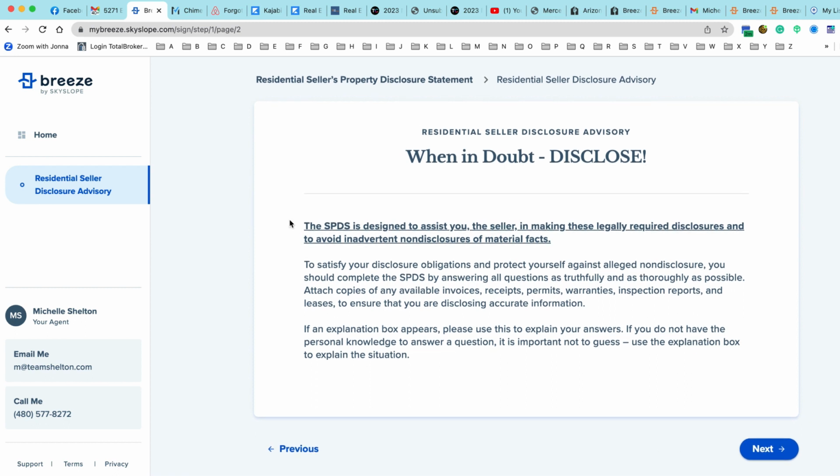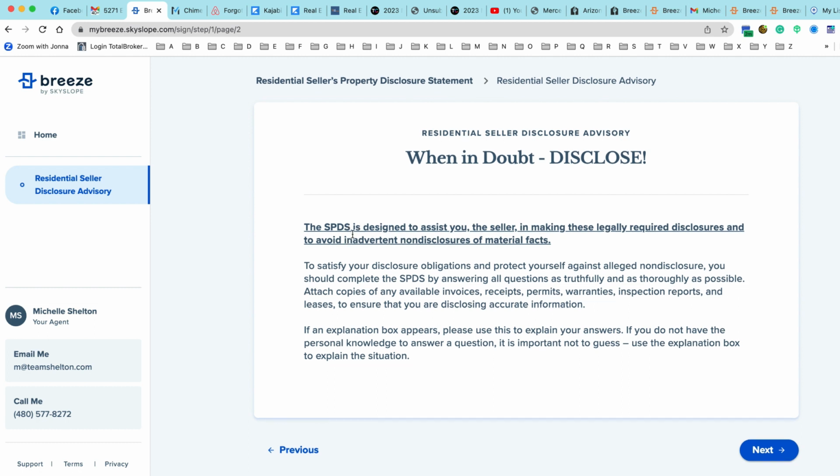When the market was a little bit crazy and there were a lot of investors and bank-owned properties, they weren't providing seller property disclosures. So if you weren't in that market, you might think that seems weird.